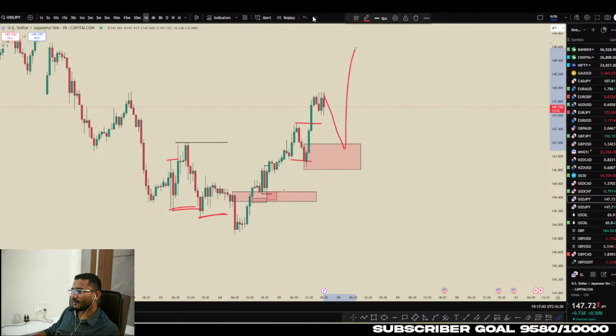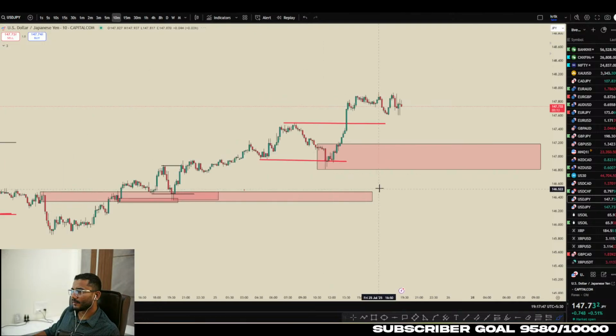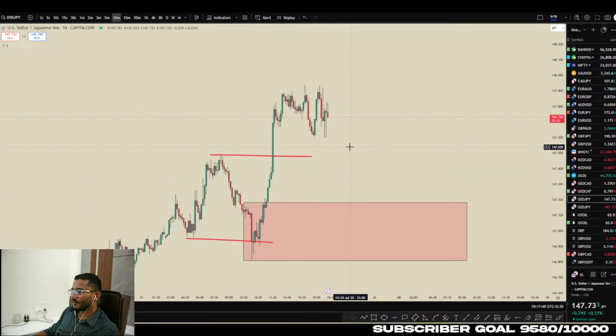So on 1 hour, we can see price can react from this 1 hour order block and continue to the upside. Right now, this is a pullback. I don't think so, price will sweep this liquidity and then it will continue.